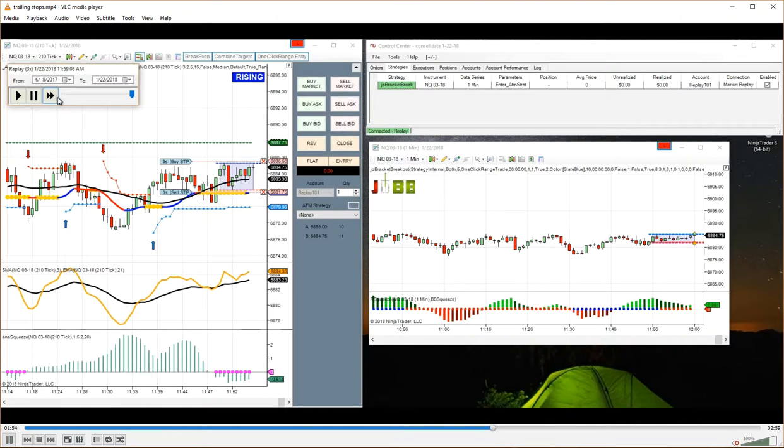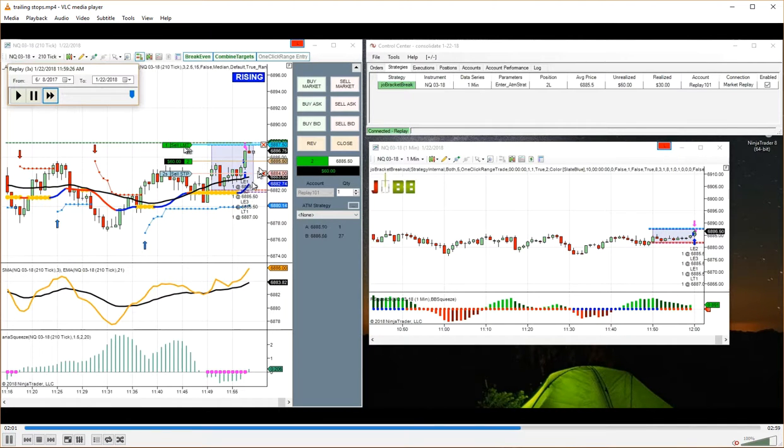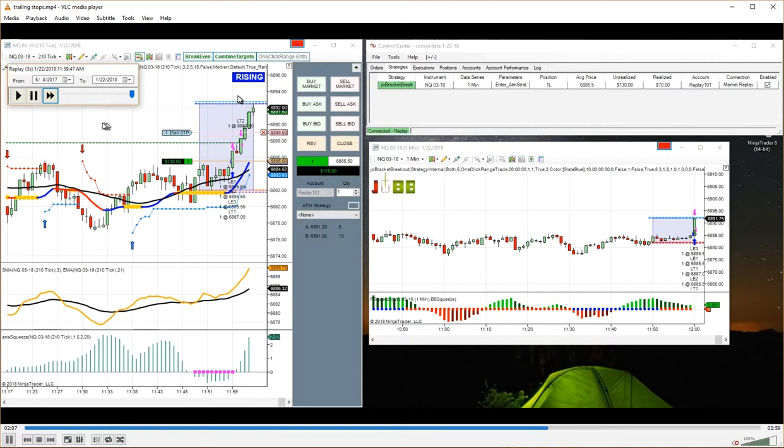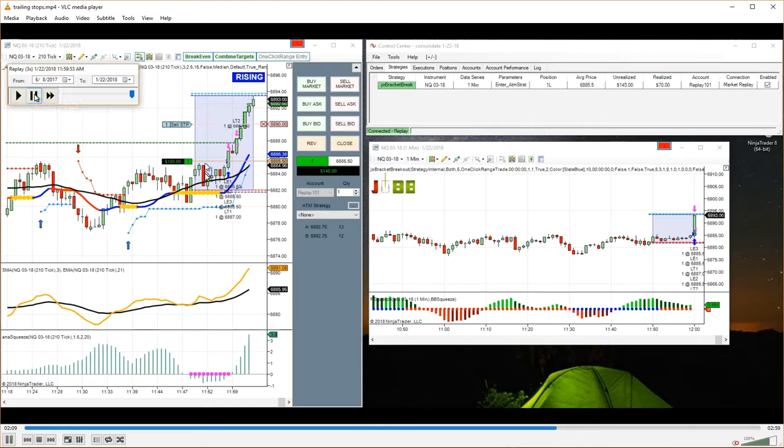The key is, if you're using a three-position trade, you use two targets. Like in this trade, three positions, my first target was taken out, my second target was taken out, and now the stop is trailing up. You can see it moving. And that's how you use trailing stops in a three-position trade.